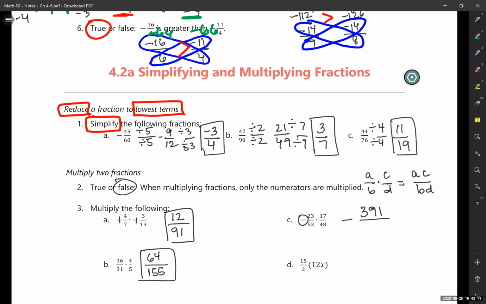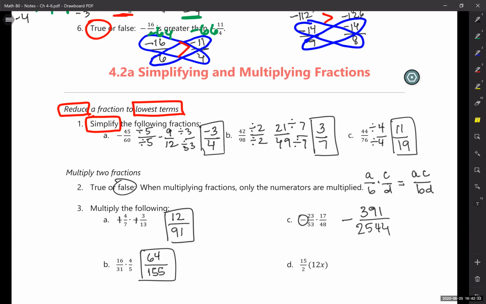And 53 times 48 is, yowza, 2,544. I definitely don't want to worry about reducing that fraction, so I'm glad we checked it while it was small because that number is too big for me to want to check.